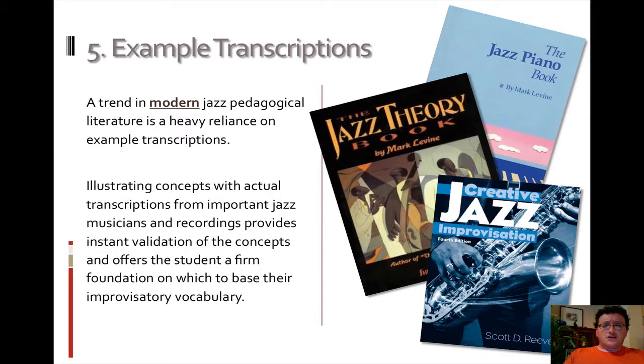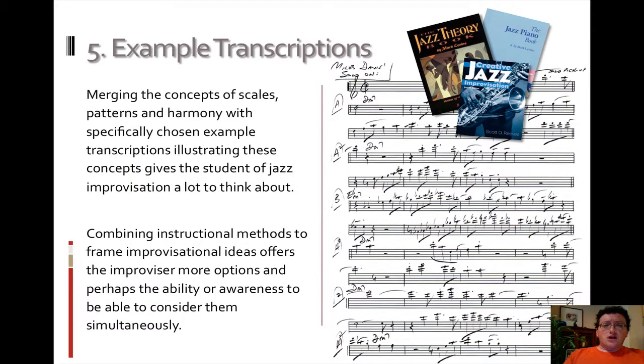Reeves's work is a popular textbook for college-level jazz improvisation classes that places even more importance on example transcriptions to reinforce concepts. Entire solos from major jazz artists like Louis Armstrong, Miles Davis, Lester Young, Clifford Brown, Milt Jackson, Wayne Shorter, Charlie Parker, John Coltrane, Thelonious Monk, and many others reinforce the concepts of each chapter. Merging the concepts of scales, patterns, and harmony with specifically chosen example transcriptions illustrating these concepts, Reeves gives the student of jazz improvisation a lot to think about.